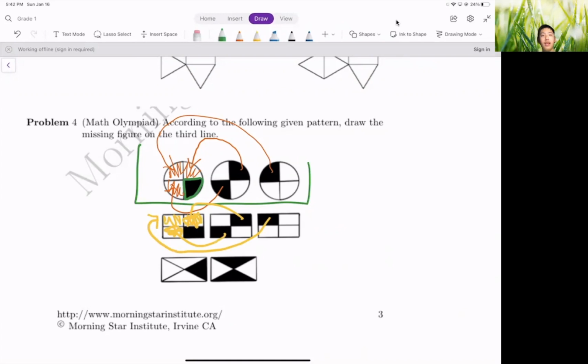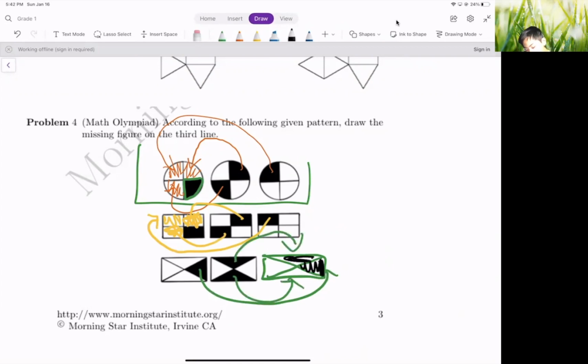So the same pattern applies on the third one. So we're going to draw this out again and move all of these over here. So you're going to fill this up and then move this over here and this over here. You're just going to fill these up. And what's left is this part. So we now know that the missing figure should be something like this when given the pattern.